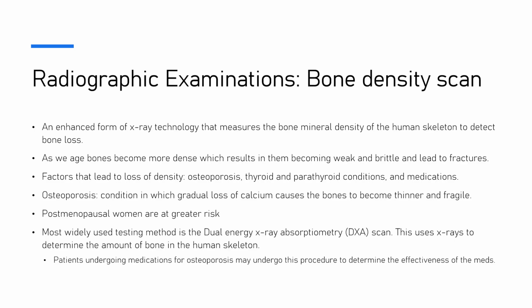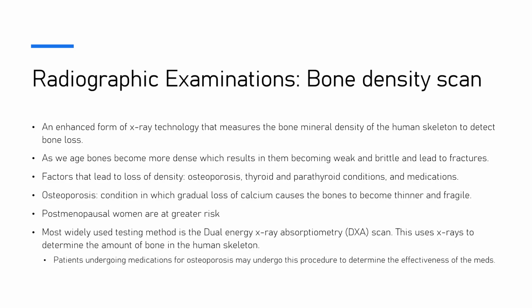When we age, as we become older, our bones become more dense, which results in them becoming weak and brittle and leads to fractures. I'm sorry, that's actually that specific part on that second piece. As we age, bones become more dense. That's not supposed to say more dense. That's supposed to say less dense. As we age, they become less dense, which results in them becoming weak and brittle and leads to fractures.